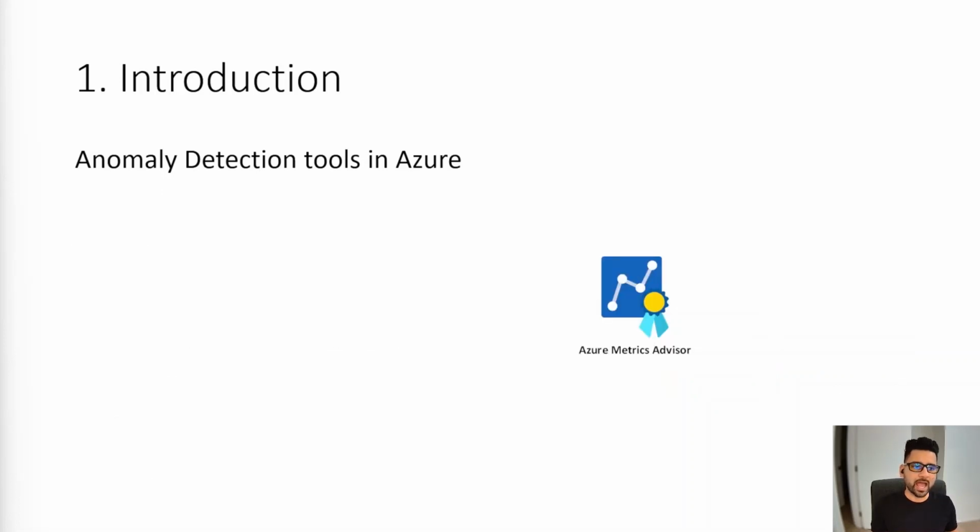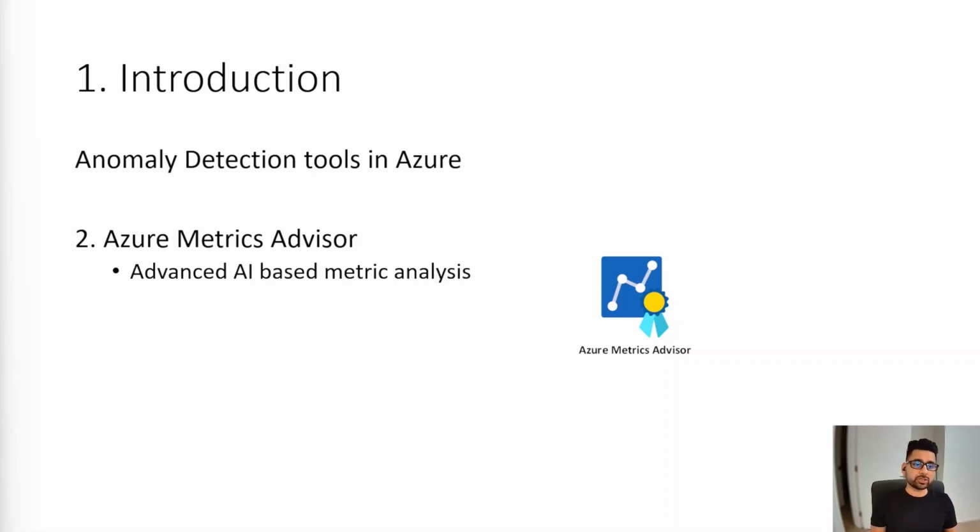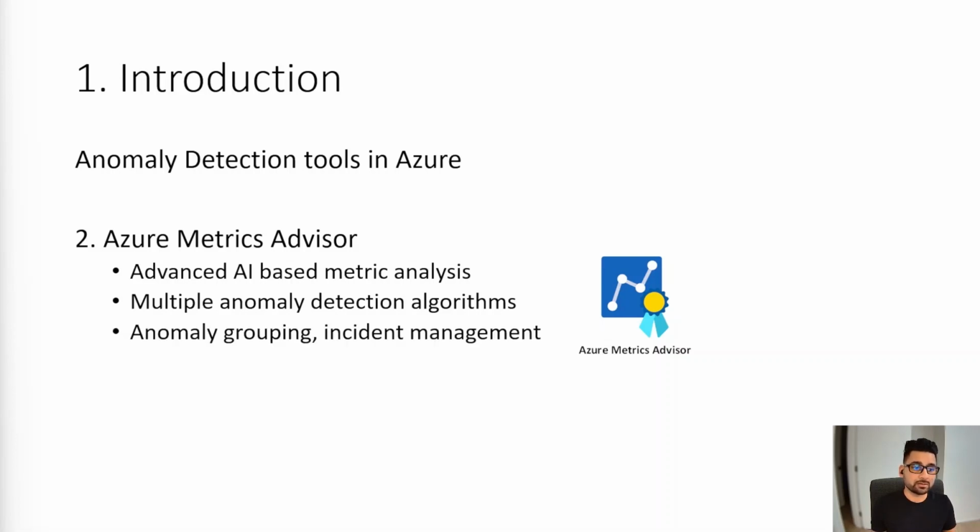It's called Azure Metrics Advisor. Azure Metrics Advisor is a service that provides advanced AI-based metric analysis. It features multiple anomaly detection algorithms, anomaly grouping, and rich incident management capabilities. And of course, it also lets the user configure alerting on these anomalies.